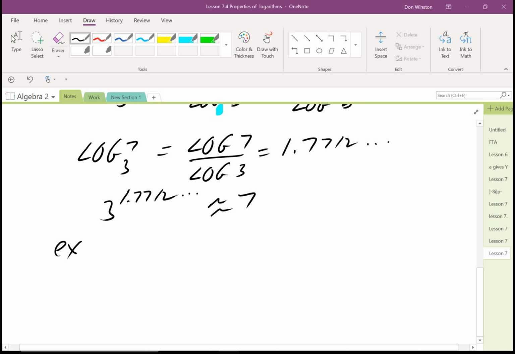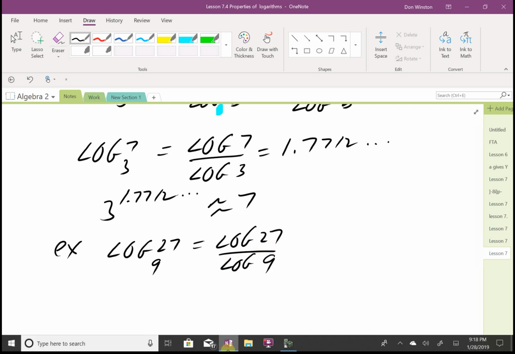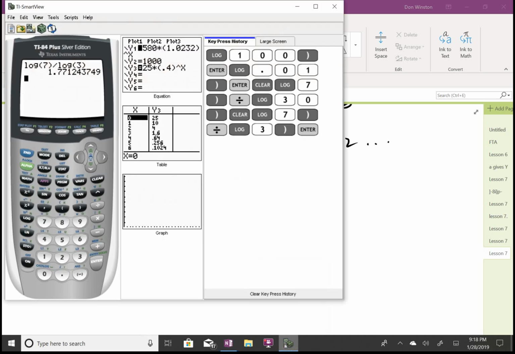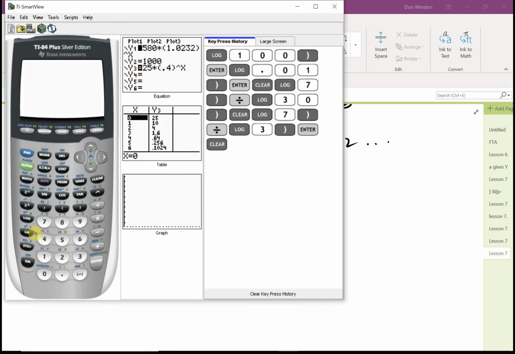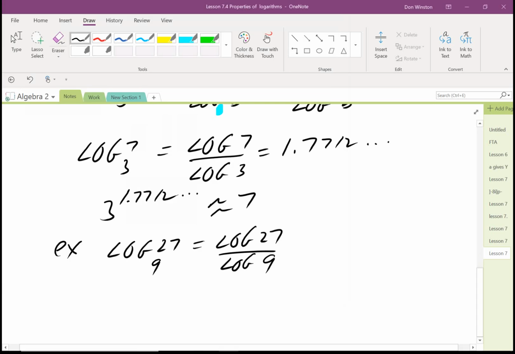And we can evaluate something like this just as a final example. Let's see here, we had log base 9 of 27. So 9 raised to what is 27? Don't know, so let's just use change of base. That would be log base 10 of 27 over log base 10 of 9. Let's use our calculator and see what that is. So log base 10 of 27 divided by log base 10 of 9. And, oh, that's 1.5.